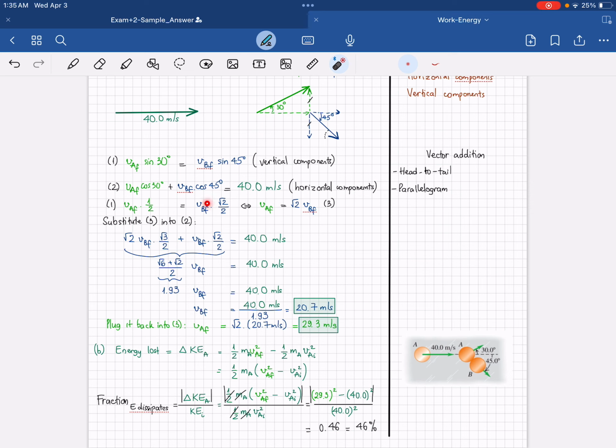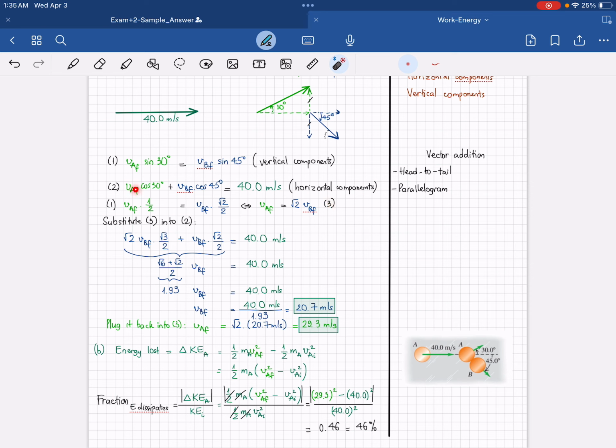It depends on this one, right? So then we can just cancel out the 1/2 on both sides, and we got this one. So this is just to demonstrate VAF by VBF, so that if we plug 3 back into 2, then the whole equation becomes an equation of one variable, so then we can solve it, right? If we just have 2, we cannot solve, so we need to substitute 3 into 2 again.